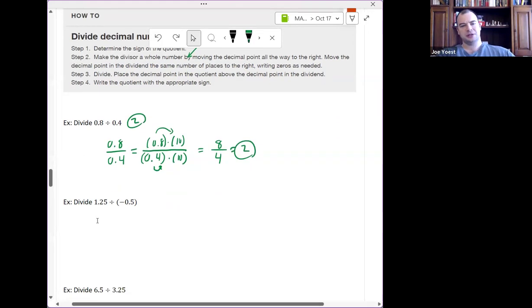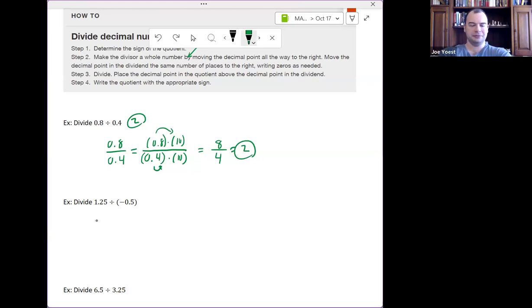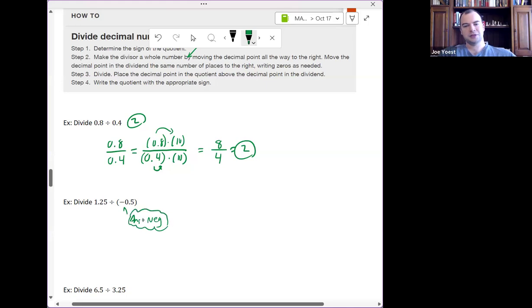Okay, let's look at this next problem. 1.25 divided by negative 0.5. So again, we have the division of two decimals. We also have a negative here. So we'll just remember that if I have a quotient where one of my two factors is negative, my answer has got to be negative. So I'm going to divide these as though they were positive numbers, and then I will fix the sign. I'll make the answer negative at the end.